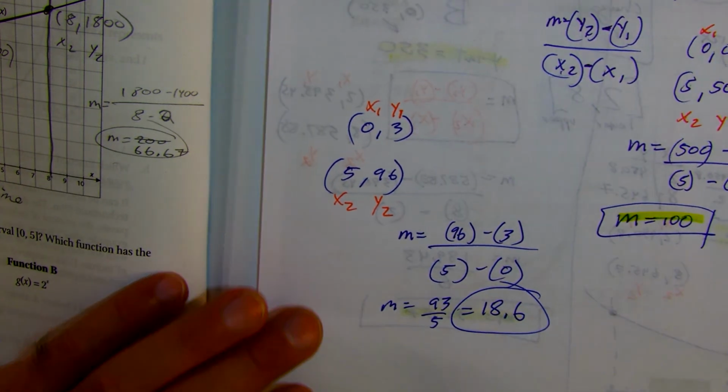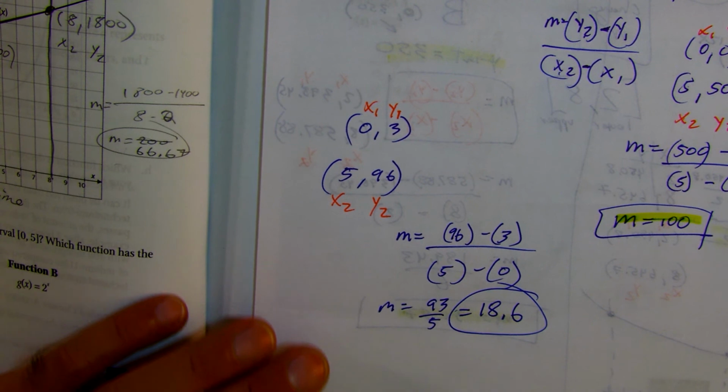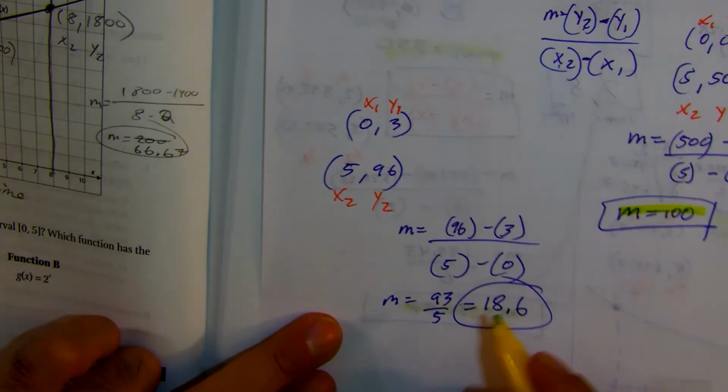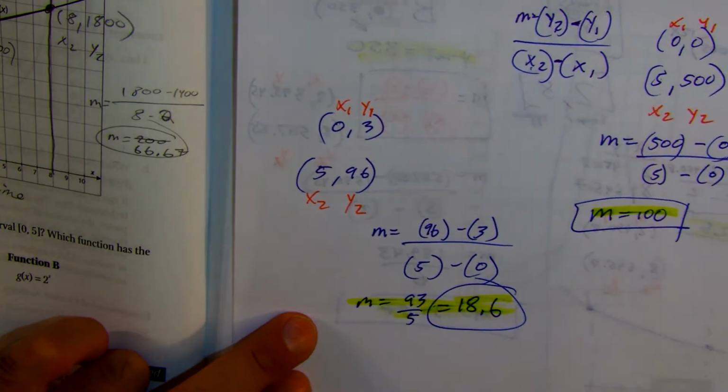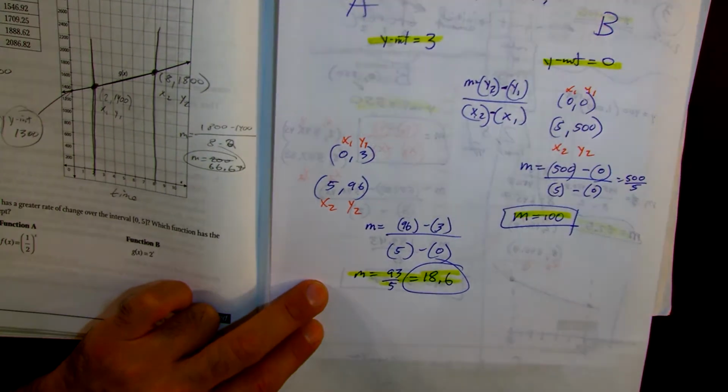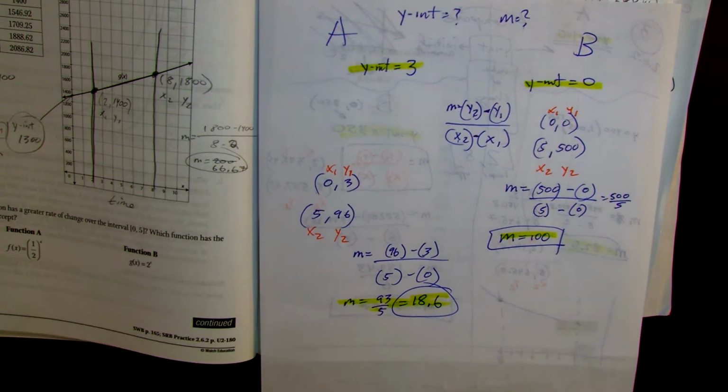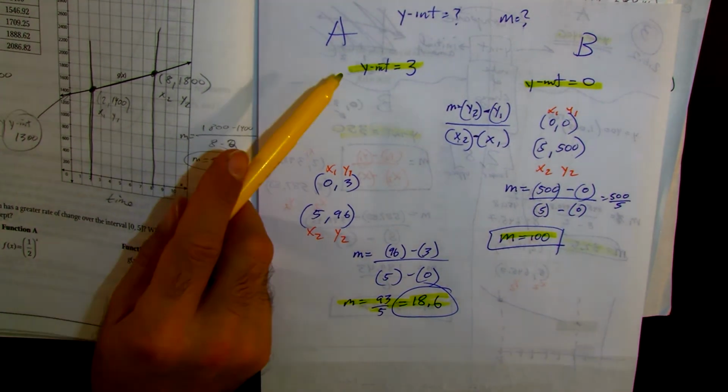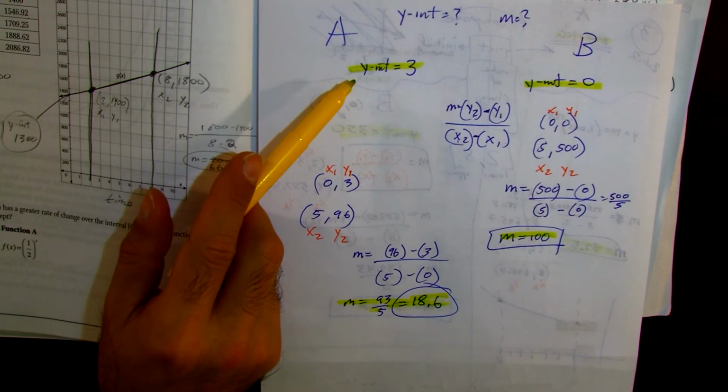And we get 18.6. All right. Woof. We've done all the work. Now we just got to say what we see here. Here's my slope. All right. Last thing before we close up.